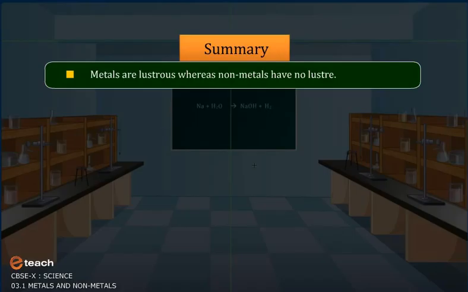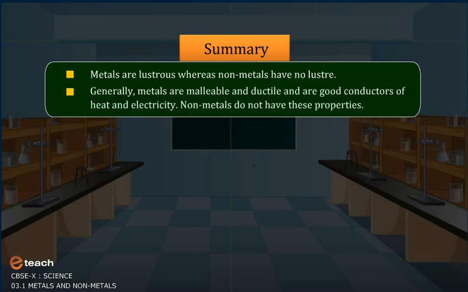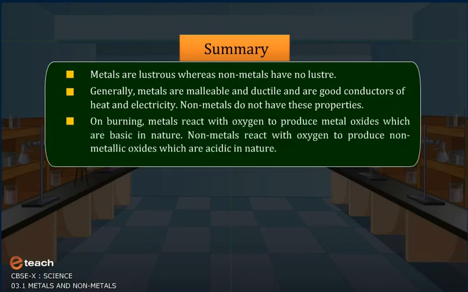Summary. Metals are lustrous, whereas non-metals have no luster. Generally, metals are malleable and ductile and are good conductors of heat and electricity. Non-metals do not have these properties. On burning, metals react with oxygen to produce metal oxides which are basic in nature. Non-metals react with oxygen to produce non-metallic oxides which are acidic in nature.